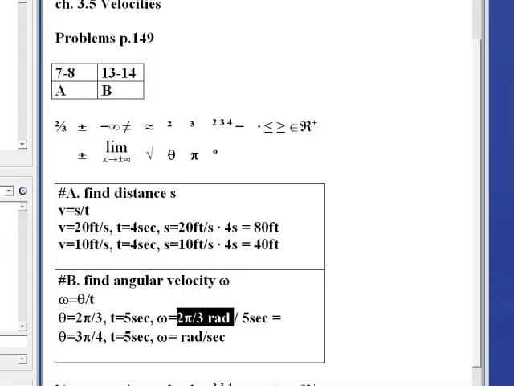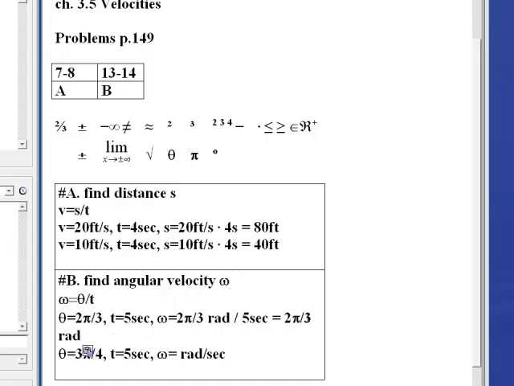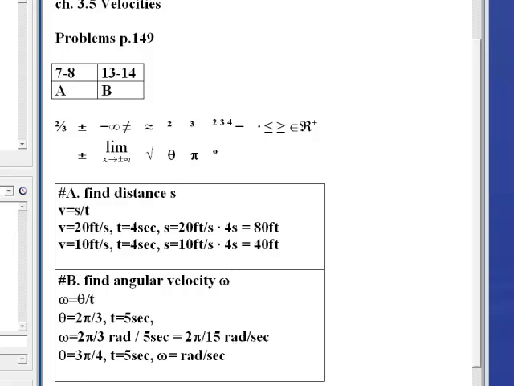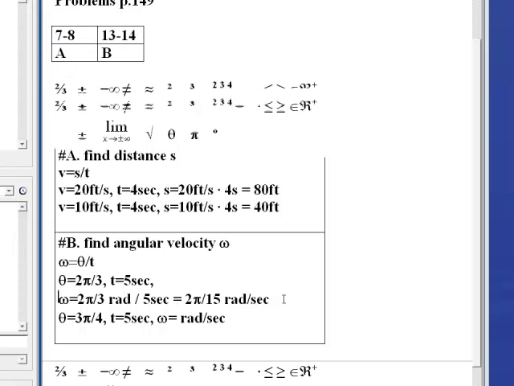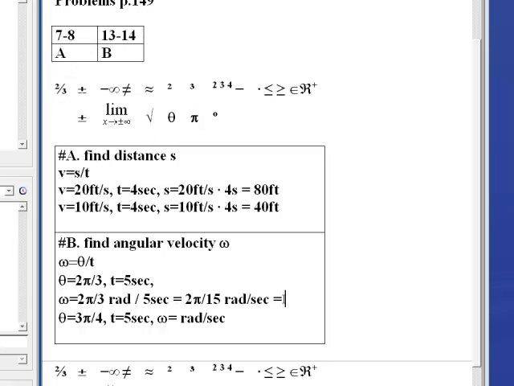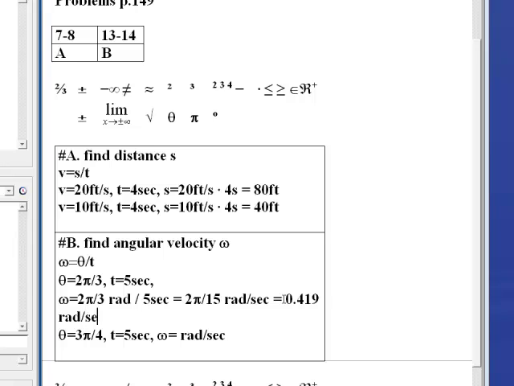So I'm going to write that down. 2 pi over 15 radians per second is the angular speed. And if we wanted to write that in decimals, we come up with, I do this on the side, 0.419 radians per second.